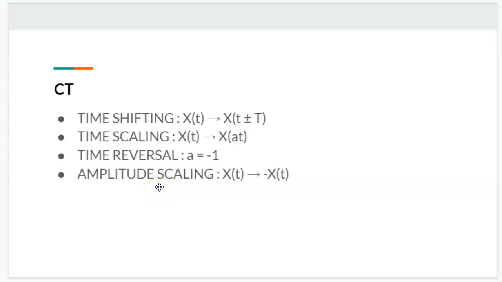The third type you can do is called amplitude scaling, where you deal with the amplitudes, and what I've mentioned here is called amplitude reversing. The more general case is if x of t becomes a times x of t, that is called amplitude scaling. And these are the basic signal transformations you can do.